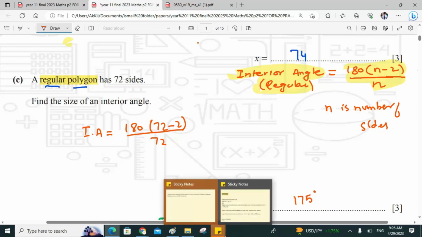The skill which is being checked over here is the interior angle: whether the student knows this fact about the regular polygon, or whether the student can remember this formula regarding the interior angles. This is the main skill which is being checked.